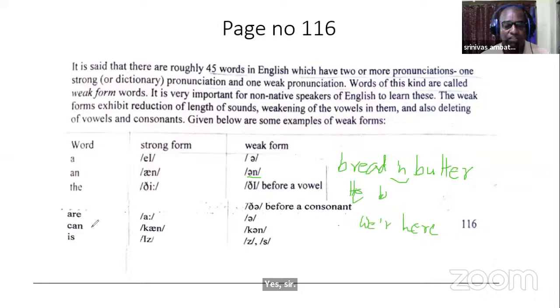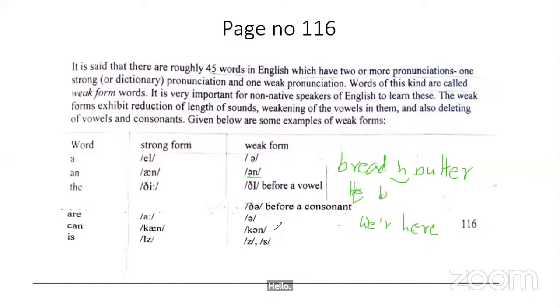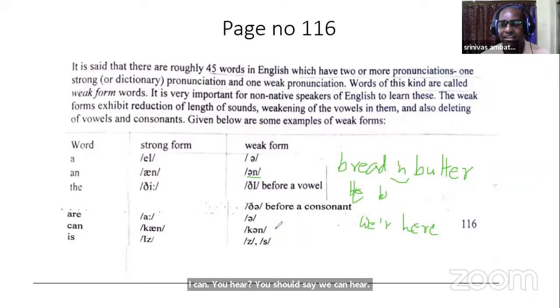"Can". I can do it. In connected speech, you will get a weak form. I can do it. I can explain. Can you hear? You should say, we can hear. We can do. We can cook. If I say, can you all cook? Then you say, we can cook, sir. You can say it in two ways. We can cook. You can cook. Third one.